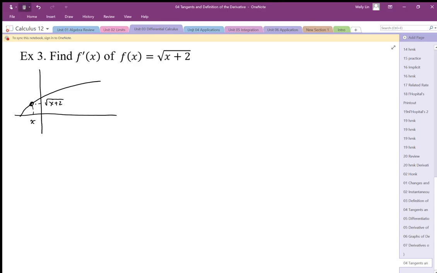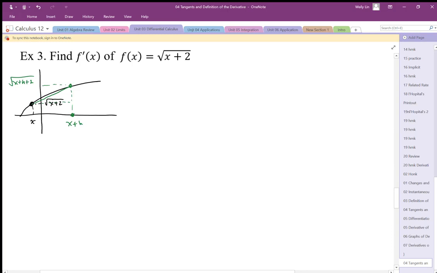And then find another coordinate, somewhere around here. We'll say that's x plus h. And we know that the height of that graph there is going to be square root of x plus h plus 2. So we want to find the rise and run between those 2 points, and then we're going to bring those points close together, and we're going to find the instantaneous tangent slope again.